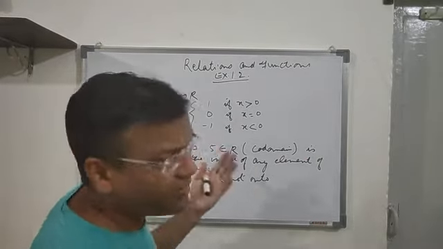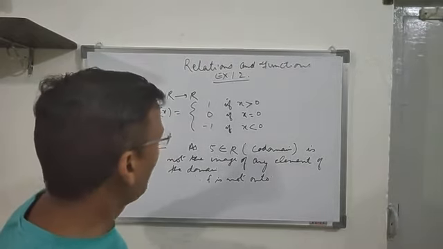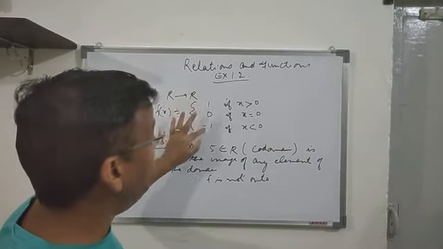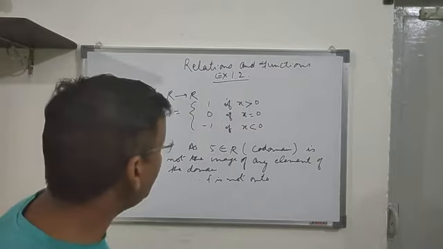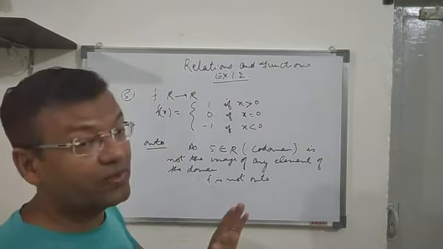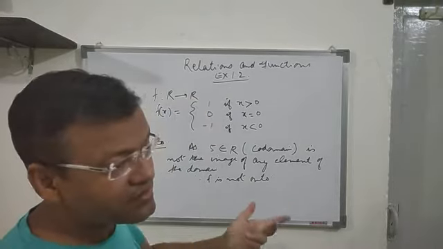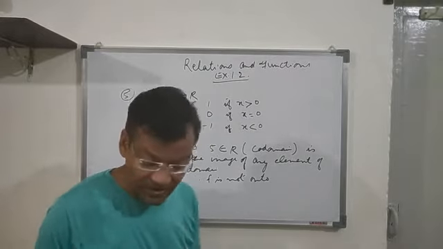Or there can be another way to explain it: only the elements 1, 0 and minus 1 of the codomain are the images of the elements of the domain. Therefore the rest of the elements of the codomain are unassociated. Therefore it is not an onto function.